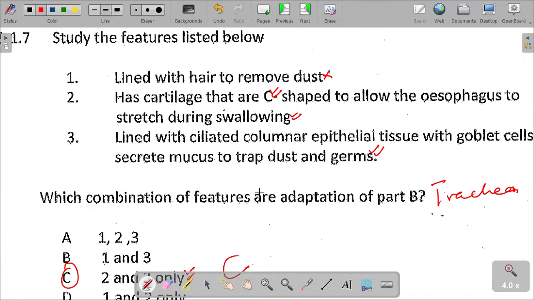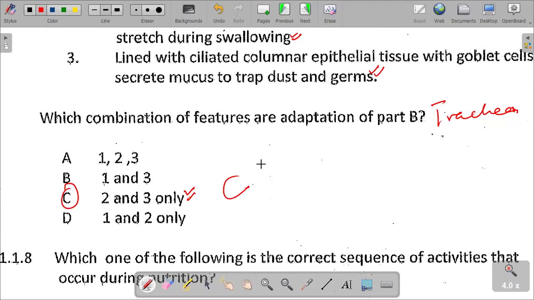It has the C-shaped cartilage, and it also has the goblet cells that secrete mucus to trap dust and germs. That is correct.